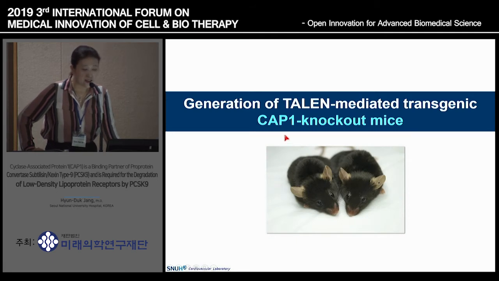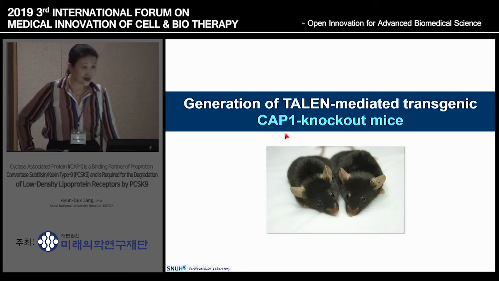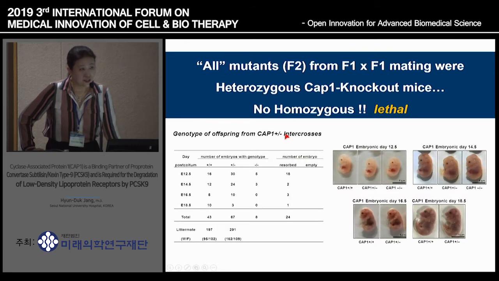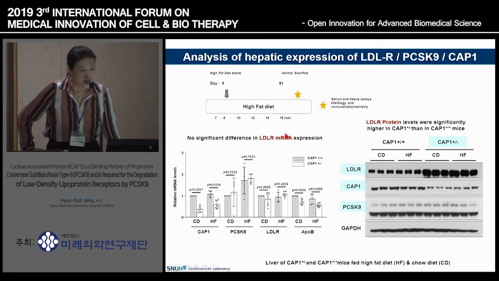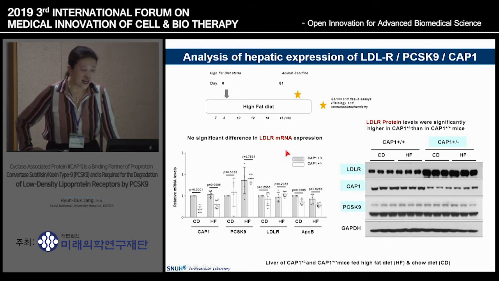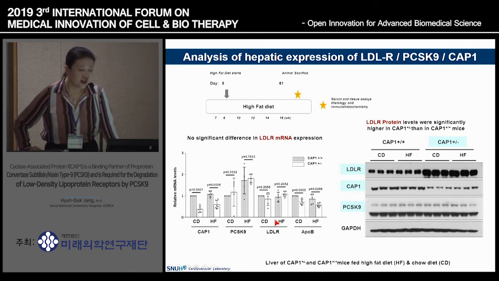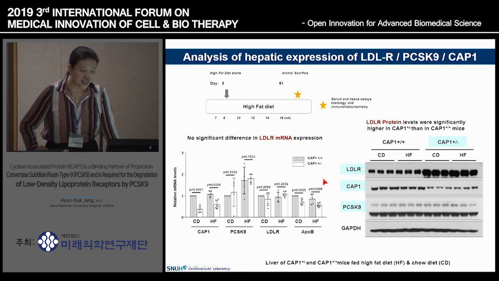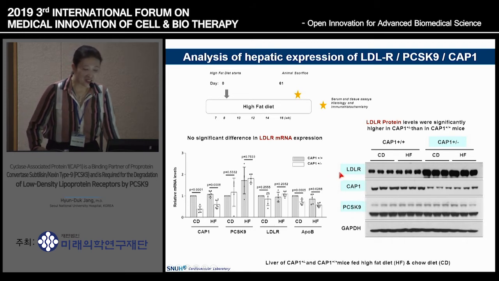Next, we generated CRISPR-mediated CAP1 knockout mice, and they are embryonic lethal. Therefore, we performed experiments in heterozygous knockout mice on a 2-month high-fat diet. There were no significant differences in LDL receptor mRNA level, but interestingly, LDL receptors are very protected. The protein level is very protected.